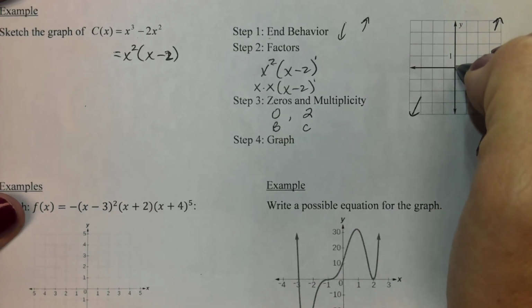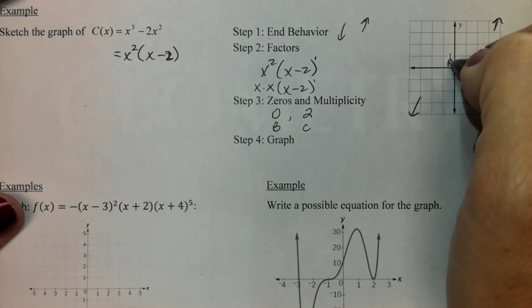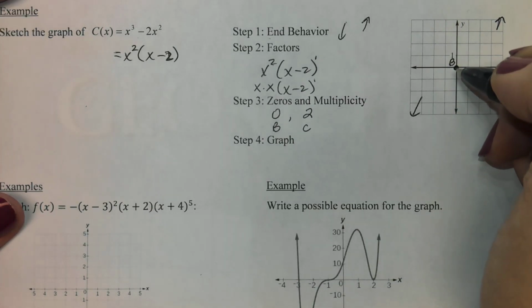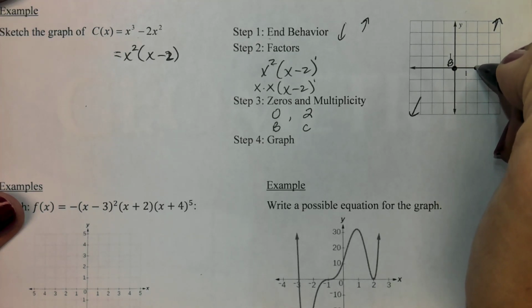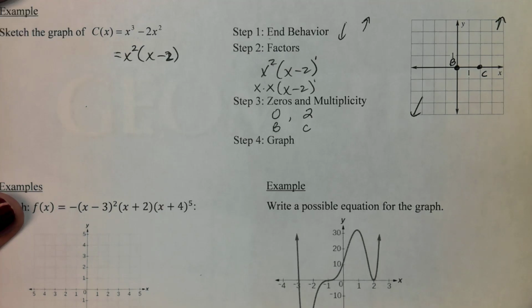So I'm going to put a dot at 0, and I'm going to put a little b there so I don't forget as I go to graph this that I have to bounce there. And then on the second one at 2, that's actually a cross, so I'm going to put a c there.